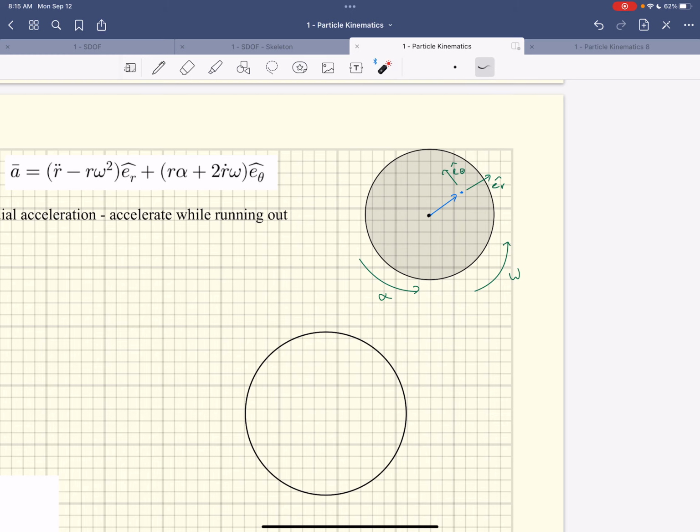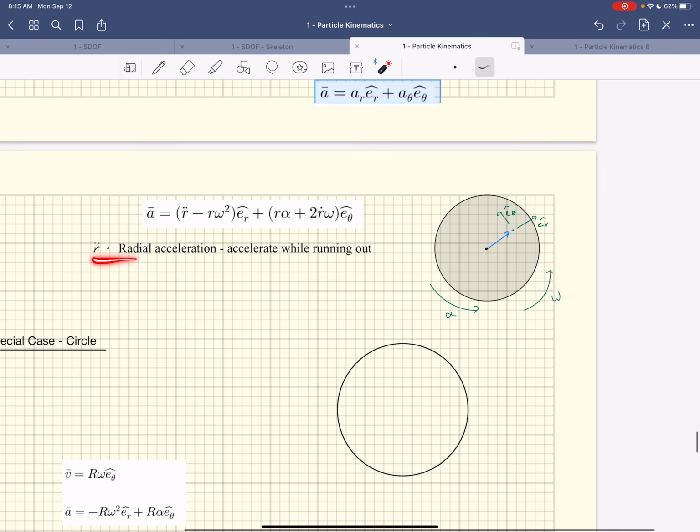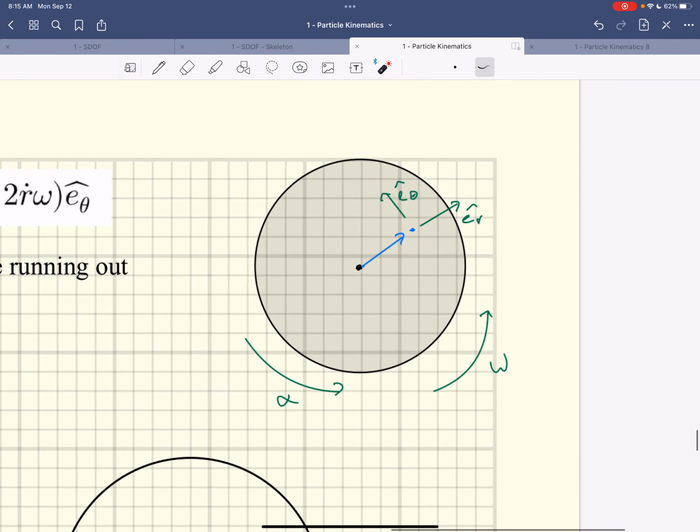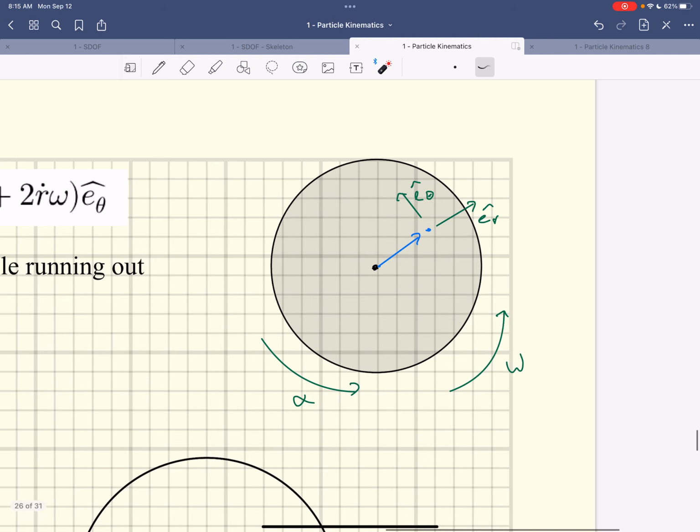Okay, so what this r double dot is, it's the radial acceleration. So if I was right here and I was accelerating along the ER direction, if I was on that merry-go-round and I started sprinting to the outside, the rate at which I'm sprinting towards the outside would be r double dot. I guess not the rate at which I'm moving that direction, it's the rate at which I'm accelerating that direction. That's what the r double dot term is.